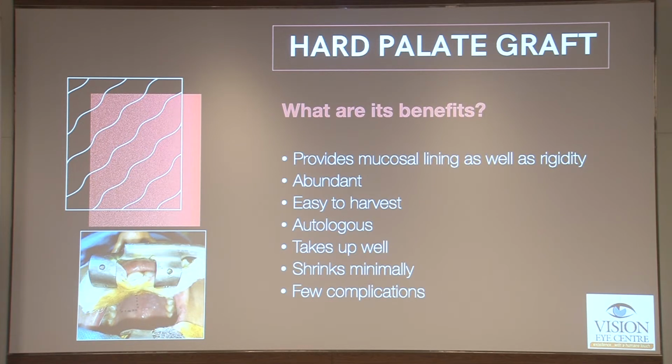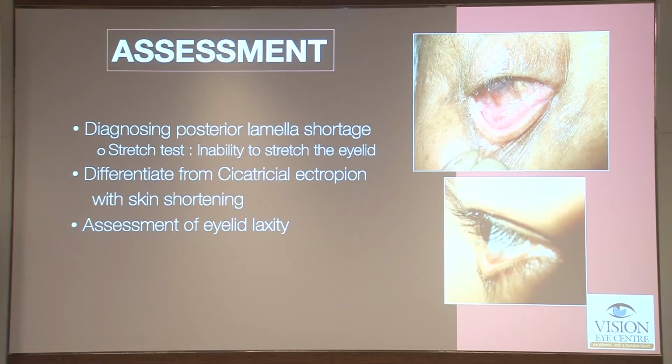It is abundant, so you can take a nice large graft from the hard palate. It's relatively easy to harvest, and it's an easy harvesting skill to pass on to trainees as well. It is autologous, it takes up fairly well. It doesn't shrink all that much, not as much as a mucous membrane, and it doesn't have a large complication profile.